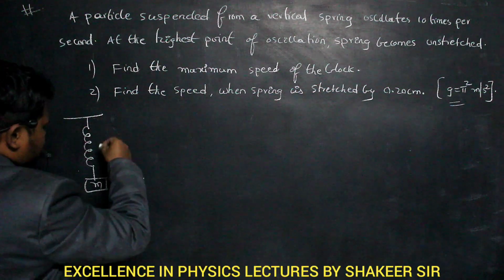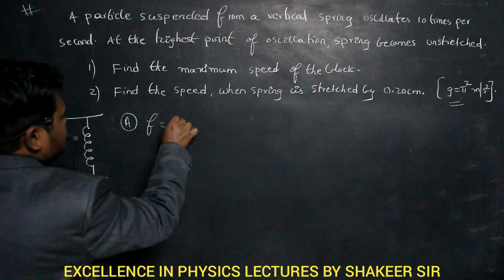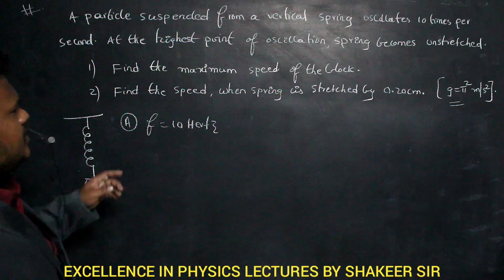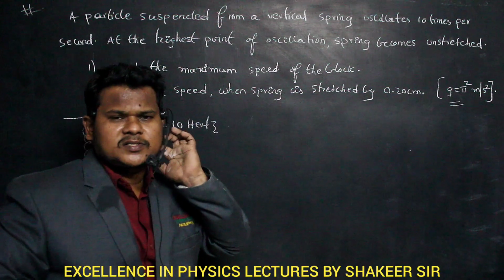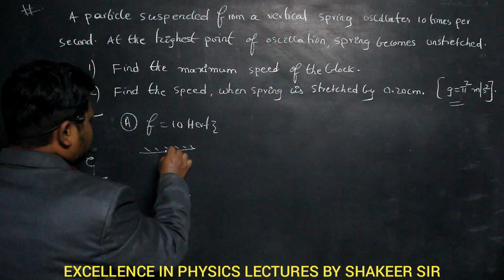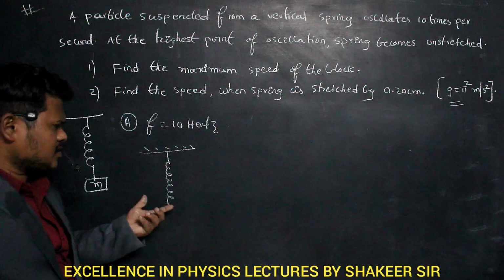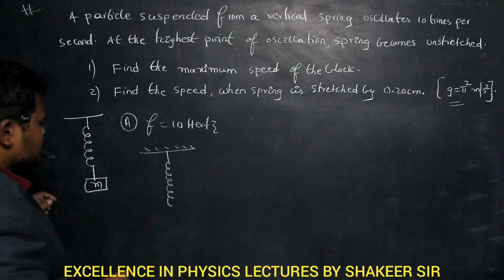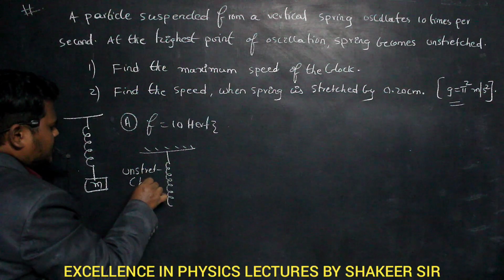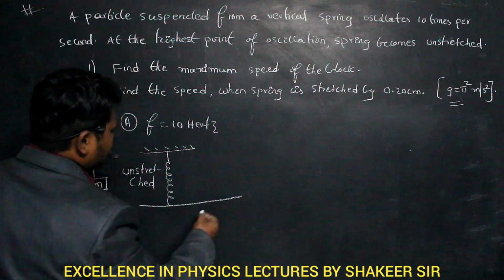So in the data, this is the mass which is attached. In the data itself it is given that the frequency of oscillation is 10 hertz. Then he gave that at the highest point of oscillation, the spring becomes unstretched. Let us try to understand the meaning of this. This is the initial position of the spring, when there is no mass attached. In this condition it will be in the unstretched position. What is meant by unstretched position? There is no elongation, so its original position will be this much.